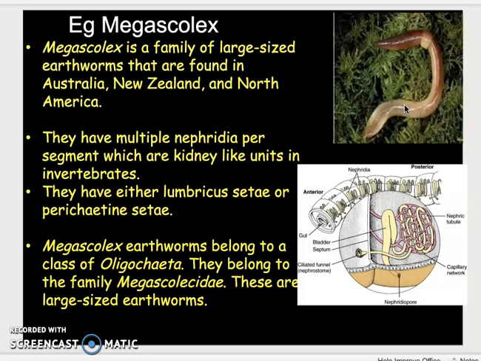And the dorsal surface is dark while the ventral surface is pale in appearance. Here you can see the dorsal surface is dark and the ventral surface is pale in appearance, and the body is made up of several segments called metameres.